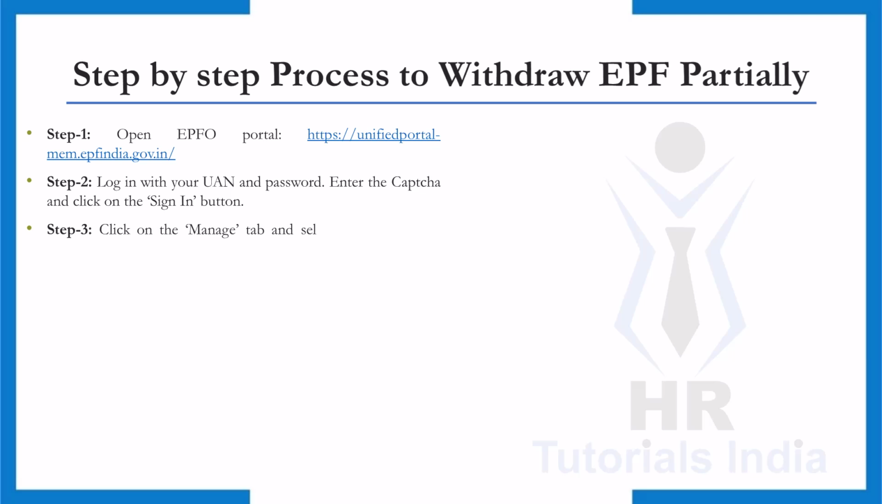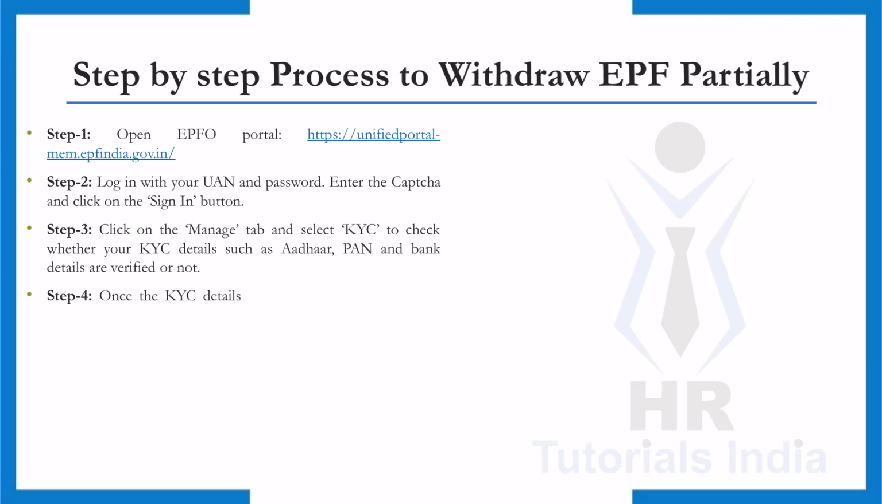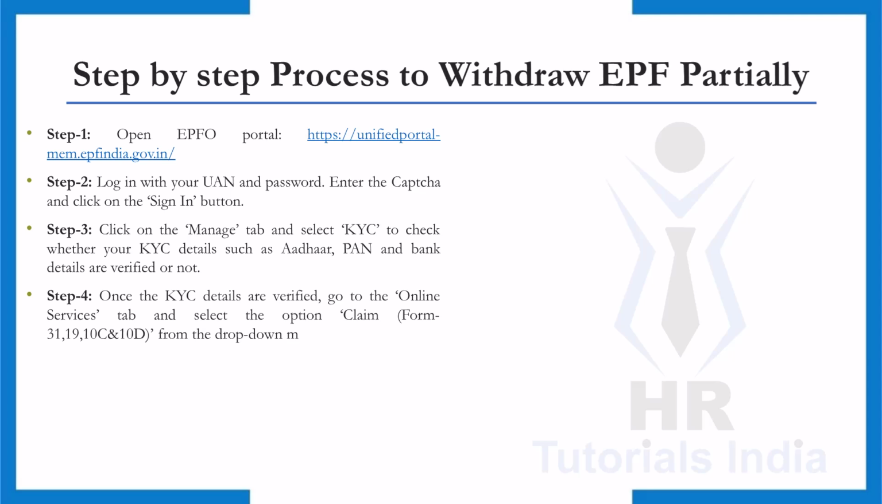Step 3. Click on the Manage tab and select KYC to check whether your KYC details such as Aadhaar, PAN and bank details are verified or not. Step 4. Once the KYC details are verified, go to the Online Services tab and select the option Claim Form number 31, 19, 10C and 10D from the drop-down menu.